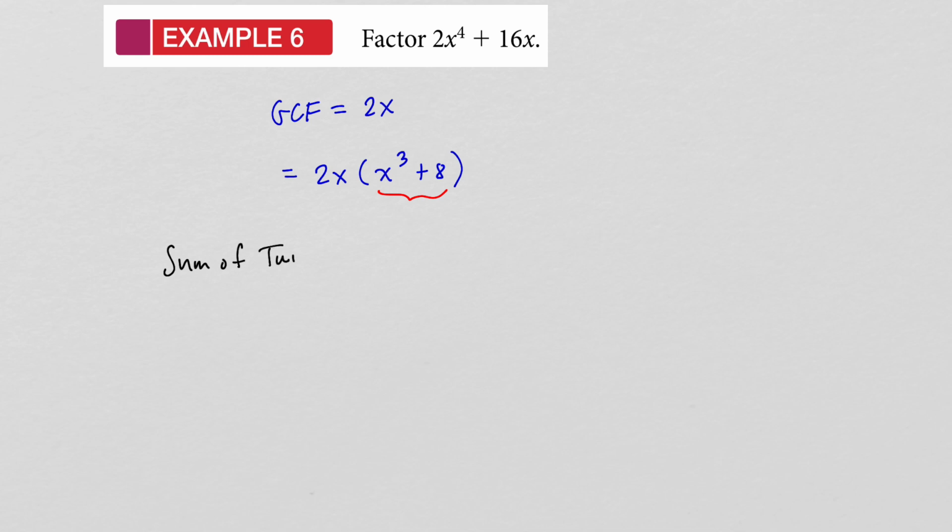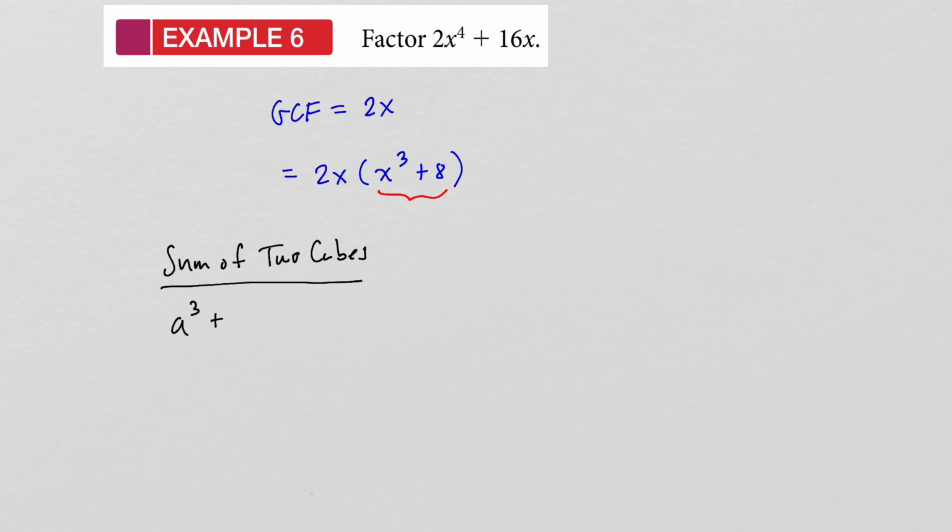All right, in our next example, we have 2x to the fourth plus 16x. Once again, we do have a greatest common factor here. In this case, the greatest common factor is 2x. So we can factor out the 2x, and we're going to have x to the third plus 8 left over. Now the question is, can we factor x to the third plus 8? And the answer is yes. This is the sum of two cubes, which is something that probably you have heard of at some point in an algebra class, but I will remind you how it works.